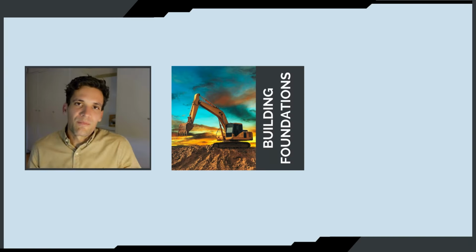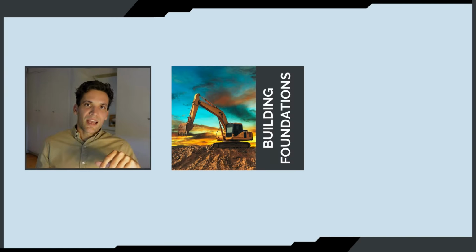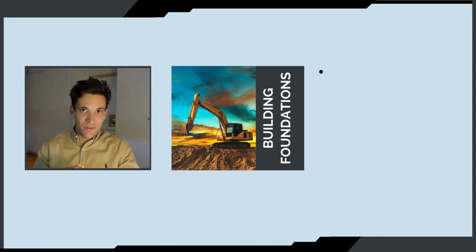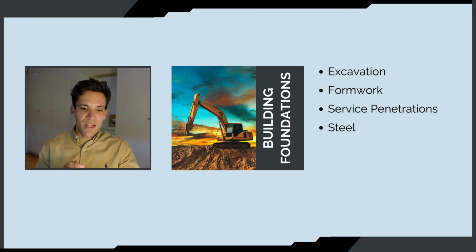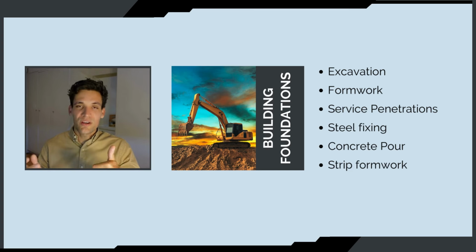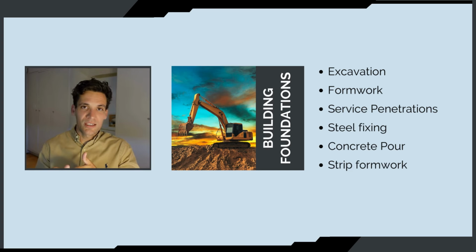Let's take, for example, the foundations of a building, and we'll break down what's involved in this task. We need to start with the excavation, digging out for the foundations. Then if they're concrete foundations, we'll start with all the formwork. If there are electrical or mechanical penetrations through the slab, those will have to get installed. We'll have to do the steel fixing, then pour the concrete and strip the formwork.